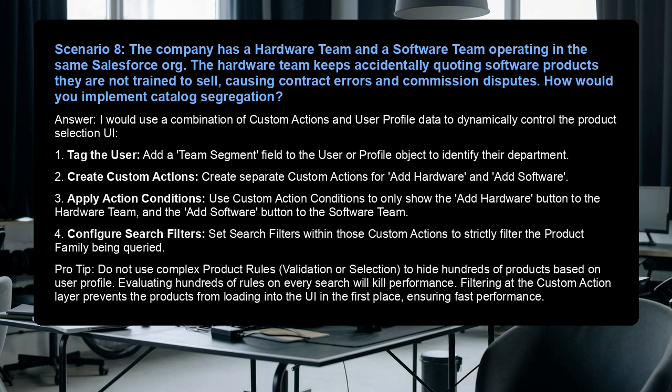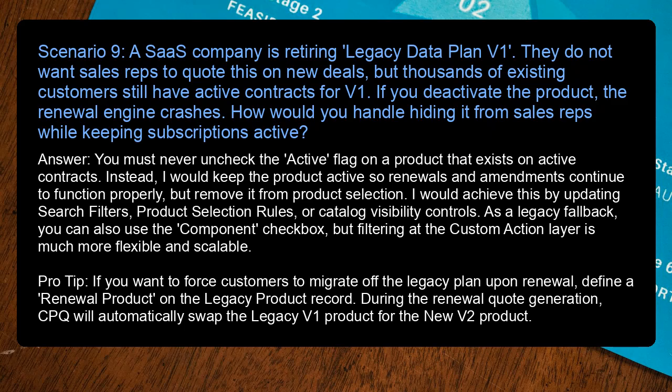Pro tip: do not use complex product rules validation or selection to hide hundreds of products based on user profile. Evaluating hundreds of rules on every search will kill performance. Filtering at the custom action layer prevents the products from loading into the UI in the first place, ensuring fast performance. Scenario 9. A SaaS company is retiring legacy data plan V1.